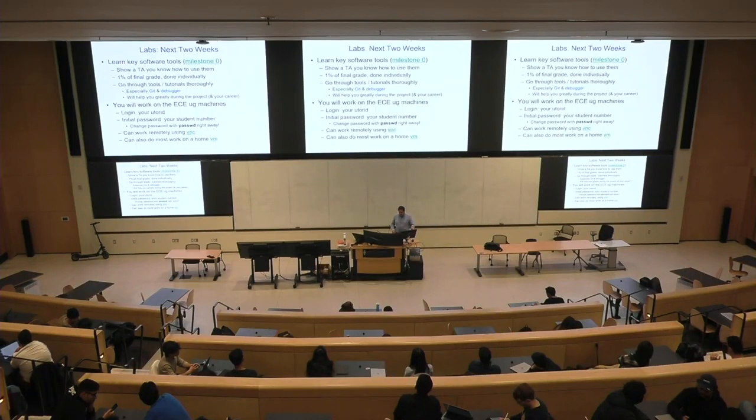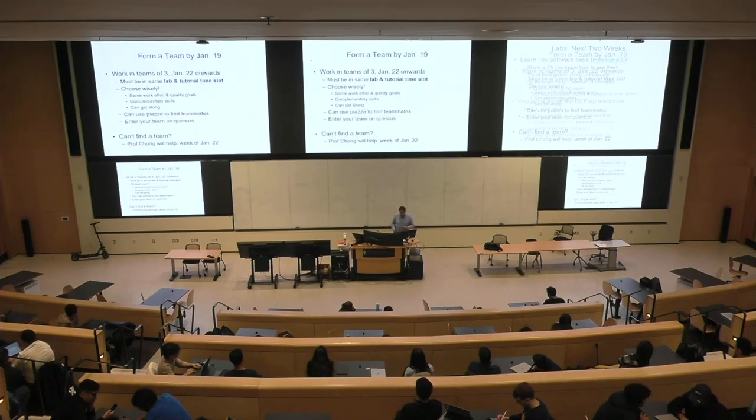You're going to work on the ECE UG machines. Details are in the syllabus, but basically there are 4 rooms. You log in with your UTOR ID and your student number as the password, and you change that password right away. We've also posted on the course website 2 ways that you can work remotely if you don't want to go to the lab all the time. During lab hours, go there. Your TA expects to meet with you, but you don't have to do all your work there.